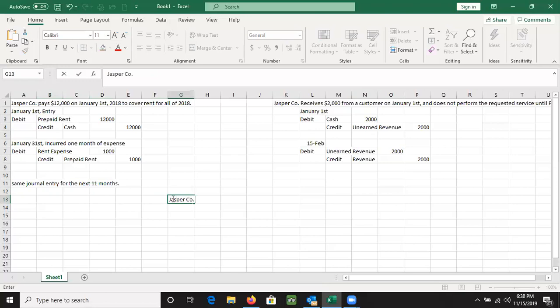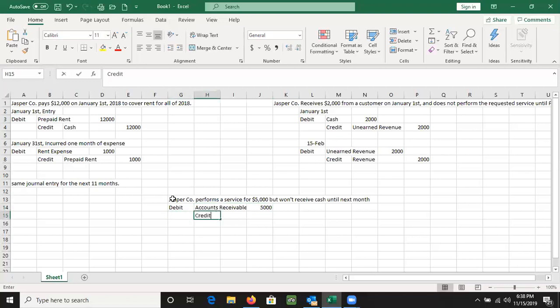Say, real quick, Jasper Co. performs a service for $5,000, but won't receive cash until next month. This is where you earn the revenue, so you credit revenue. What you debit is a placeholder for cash, accounts receivable. Now when the company receives the cash, they're going to debit cash and get rid of the placeholder, accounts receivable.